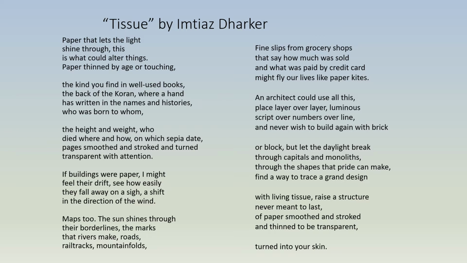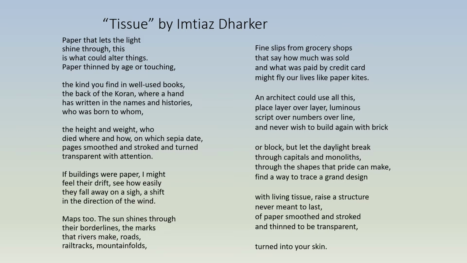Stanza 5 begins with maps 2 on line 17. A short sentence, it's blunt. It might reflect the fixed nature of maps and the borders creating division and not freedom. Then we move on to the sun shines through their borderlines. The sun is a powerful, permanent force, whereas borders are actually just temporary marks on paper and may change over time. It goes on to say the marks that rivers make, roads, rail tracks, mountain folds. We've got alliteration there with the R sound to create that flowing effect and that list to build up the detail and increase that sense of freedom.